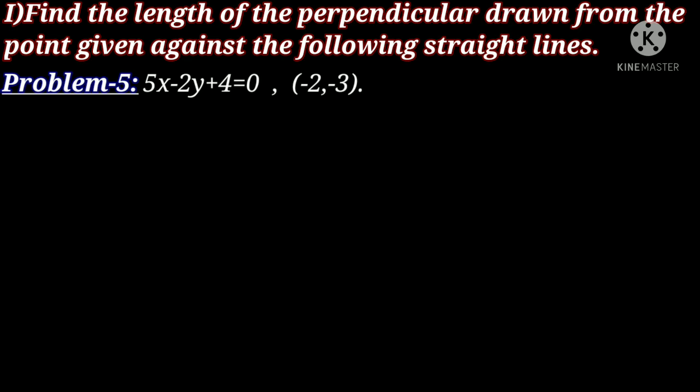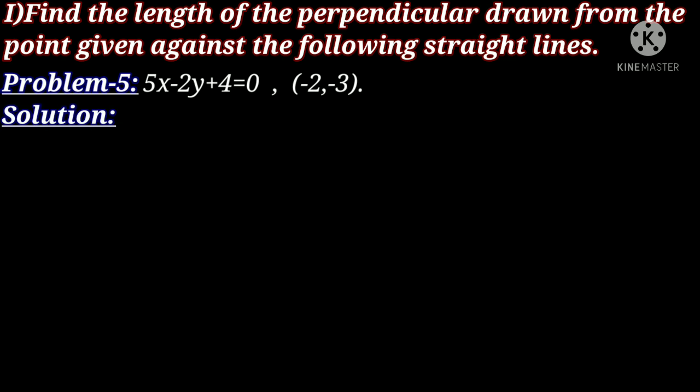In this section, in the 5th, 6th and 7th problems, we have to find the length of the perpendicular from the given point to the given straight line equations. In these problems, we are given straight line equations and a point. Then we have to find the length of the perpendicular from the given point to the given straight line by using the formula. Now we will solve the problem.